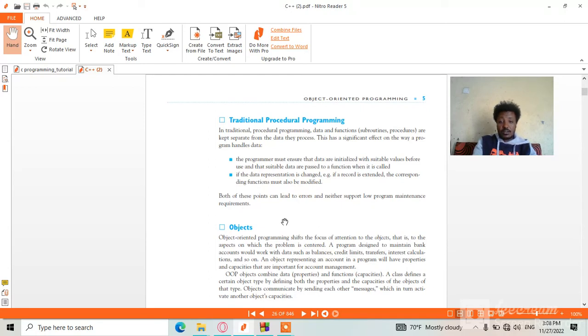An object representing an account in a program will have properties. This object represents an account. An account is an object. We can call it an object, and it has some properties. So how do you program? The program depends on the properties. It will have properties and capacities that are important for account management.